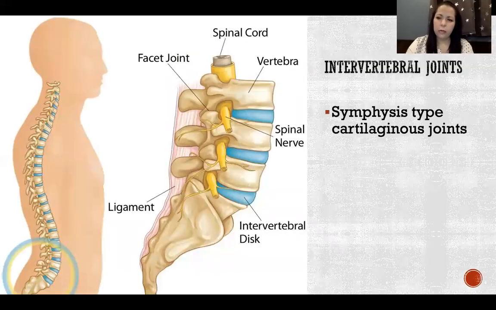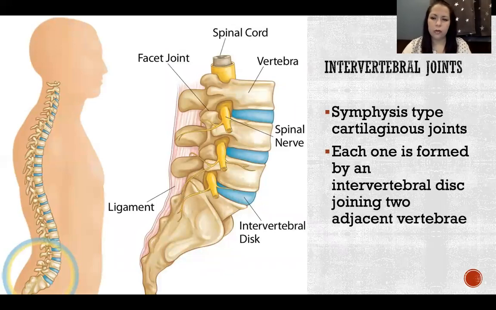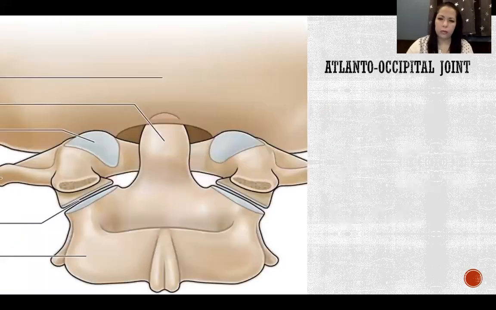Okay, the intervertebral joints, as I mentioned, are symphysis type cartilaginous joints, each one formed by an intervertebral disc joining to adjacent vertebrae. Okay, so we have our 24 vertebrae, and we have a disc joining at each level. I mean, of course, except for between C1 and C2, but between all other two neighboring vertebrae, we have a disc adjoining them, and those are the intervertebral joints.